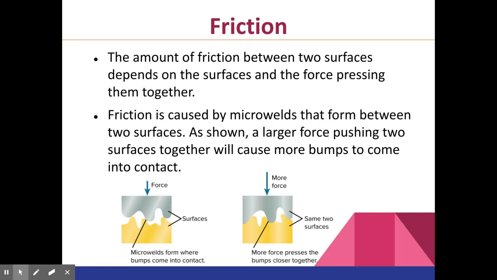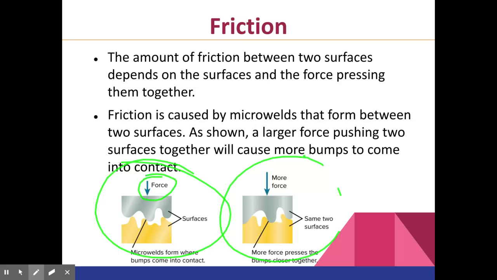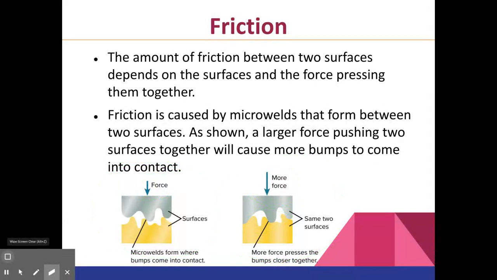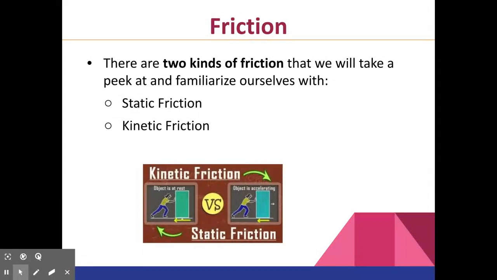As shown, a larger force pushing two surfaces together will cause more bumps to come into contact. Again, this is what's happening at a microscopic level. That's what we're seeing here in these two pictures. At the microscopic level, where you've got a reasonable amount of force, here we would have friction. Here we put in more force, and we have even more friction, which is going to cause more contact right here, which is going to make it harder for us to move things or to get them into motion.